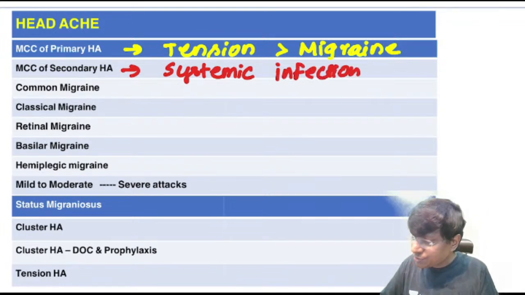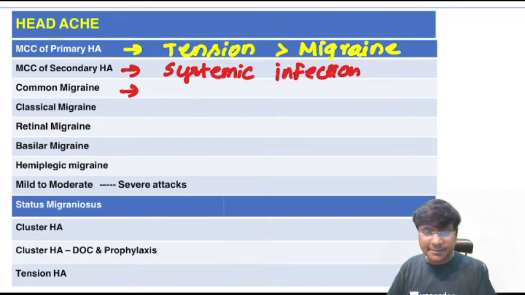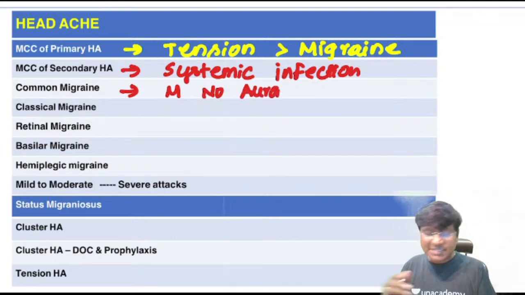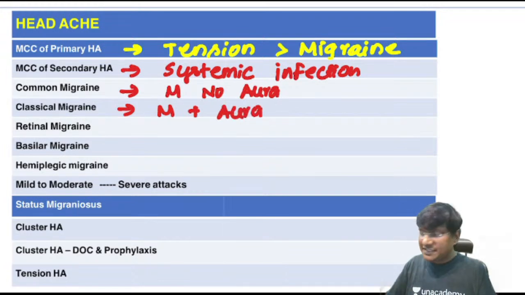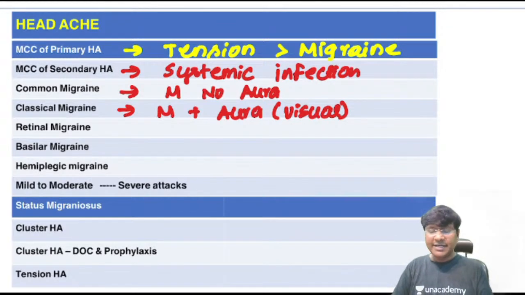Then you should know the common migraine as well as the classic migraine. Common migraine is where you have migraine but there is no aura. Then what is classic migraine? Classic migraine is where, along with migraine, you have the presence of aura. And which is the most common form of aura? The most common form of aura will be visual aura.